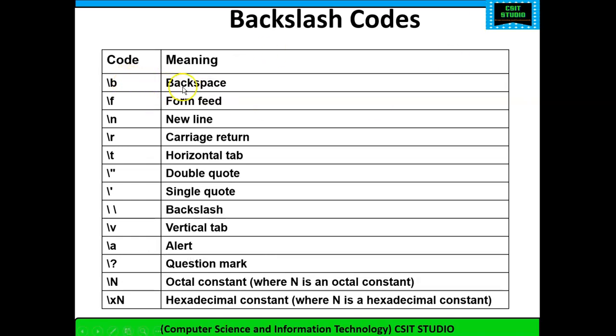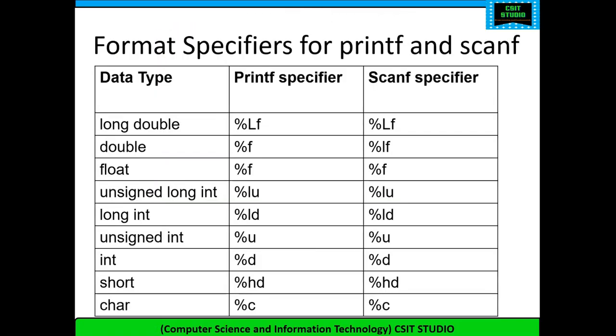These are the other backslash codes like \n. If you need to do a backspace \b, a form feed, a new line, a horizontal tab, double quotation, all these can be used in printf with this backslash. And these are the format specifiers for the printf and scanf for different types of values. For long double, we'll be using %Lf, L will be capital here. For double, in printf we can use %f, but in scanf we need to use %lf. So these are the symbols to use for the variables of different types in printf as well as scanf.